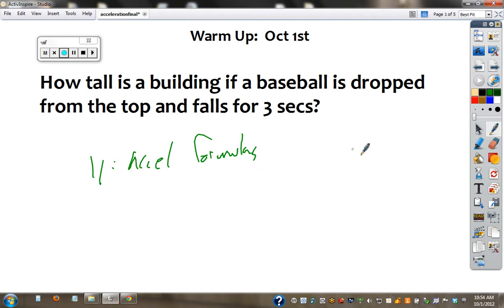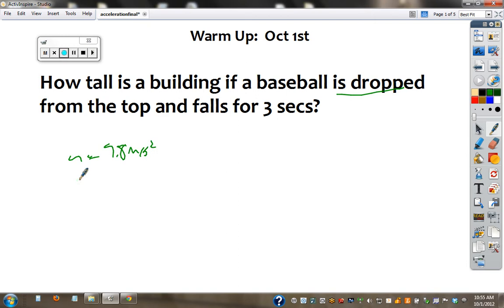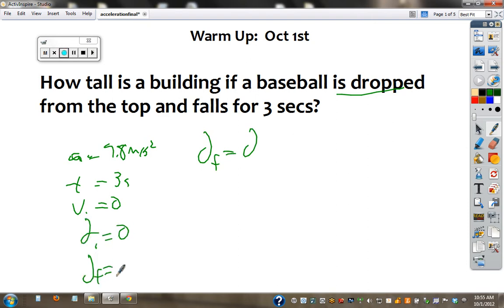So pause the video and try this, starting by making a list. Here's the answer, so pause if you're not ready. Baseball is dropped, so I know acceleration of falling objects is 9.8 meters per second squared. Time equals 3 seconds. Velocity initial equals 0. Distance initial equals 0. Distance final is what I want, or change in distance. Treat them the same.